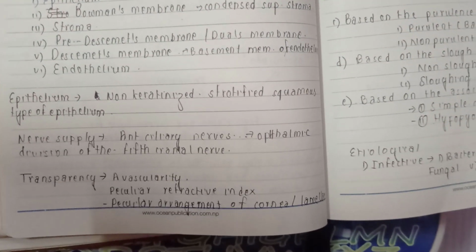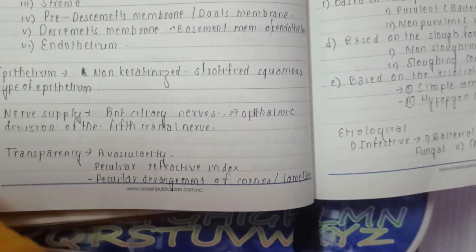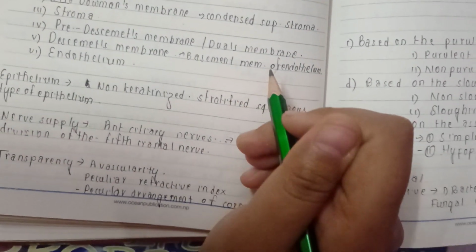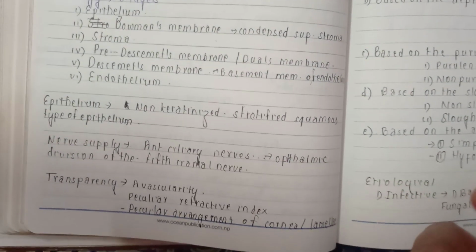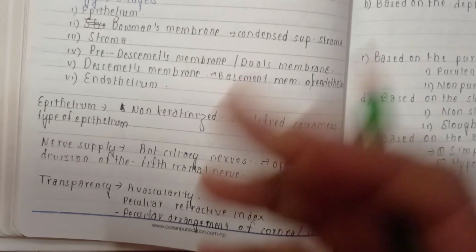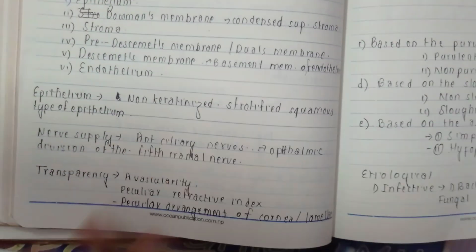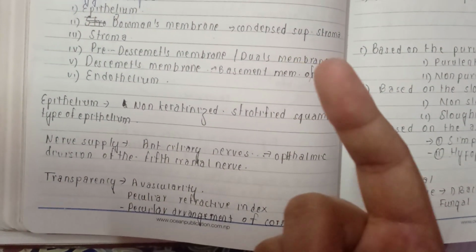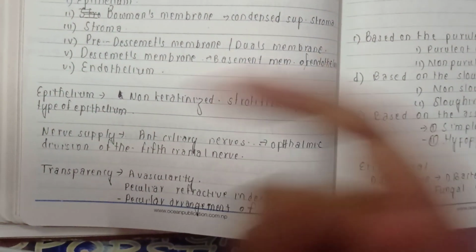Another layer is Bowman's layer. Bowman's membrane is nothing but the condensed superficial stroma, and it is not a true elastic membrane. It is resistant to infection, but once destroyed it is unable to regenerate. For example, the epithelium will regenerate but this membrane will not regenerate.